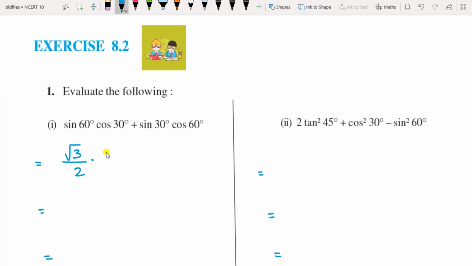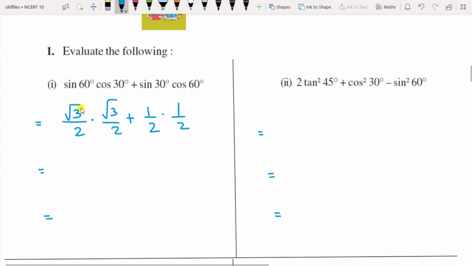Multiplied by cos 30, which is root 3 by 2. Sine 30 is 1 by 2 and cos 60 is 1 by 2. Now root 3 by 2 multiplied by root 3 by 2 is 3 by 4, plus this is also 1 by 4. So take the LCM and solve it. This will be 4 by 4. So your answer is 1 here.